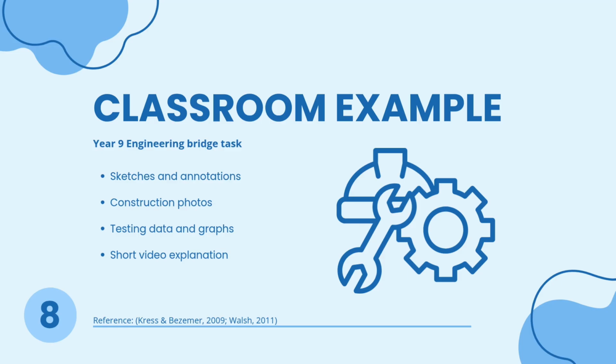This kind of task better reflects authentic disciplinary communication because engineers rarely communicate through words alone. They use diagrams, measurements, visuals, models, and data together. A multiliteracies approach therefore strengthens both content learning and communication. It encourages students to think carefully about how to best present evidence, justify decisions, and communicate to an intended audience using an effective combination of modes.